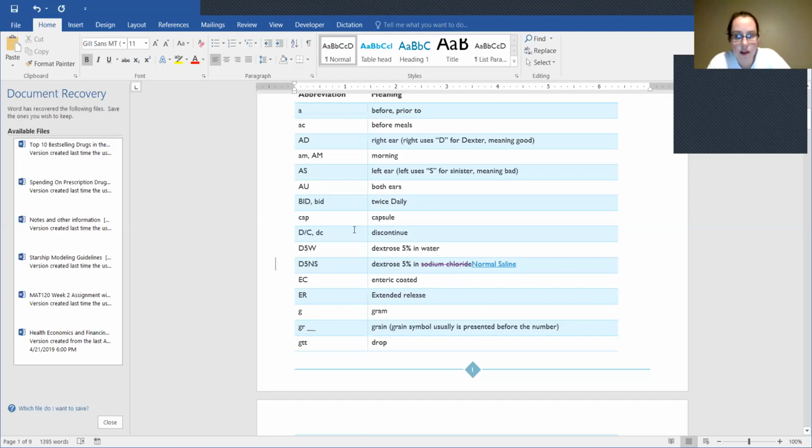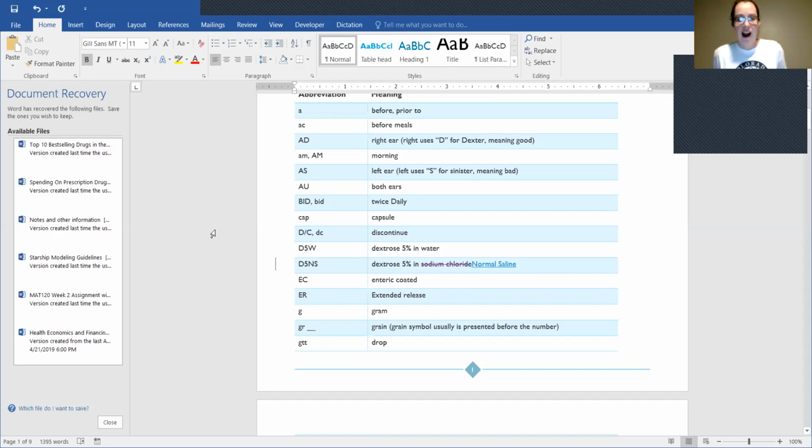D/C or just DC means to discontinue. Does not mean District of Columbia. It means to discontinue, and you'll see that on medical orders. A doctor will order the discontinuation of a drug because it isn't working, or discontinue some other form of therapy that's going on.